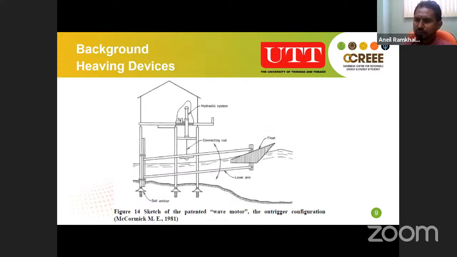This last picture here shows a hydraulic system that is being driven by a heaving buoy connected to some lever system again. So all of these could primarily be tested in the lab to determine or to optimize in the initial stages.